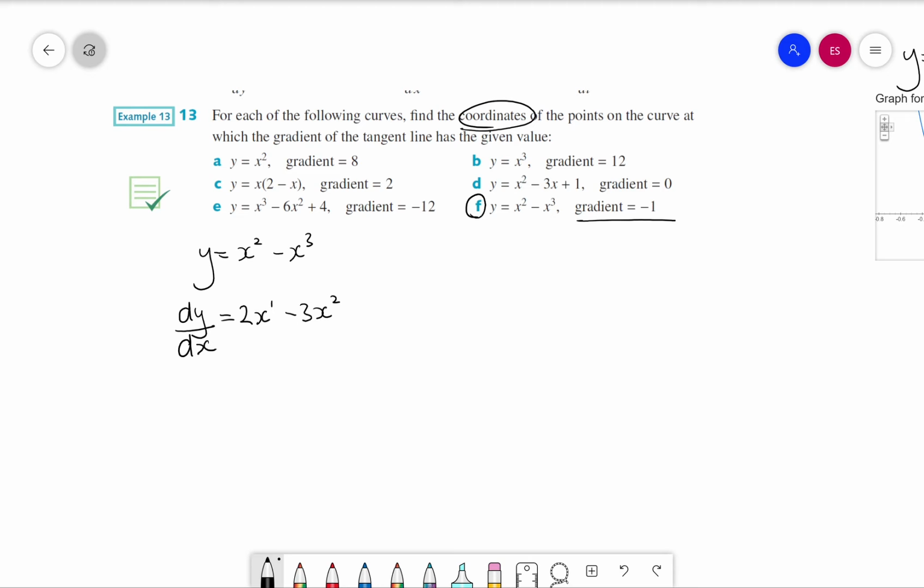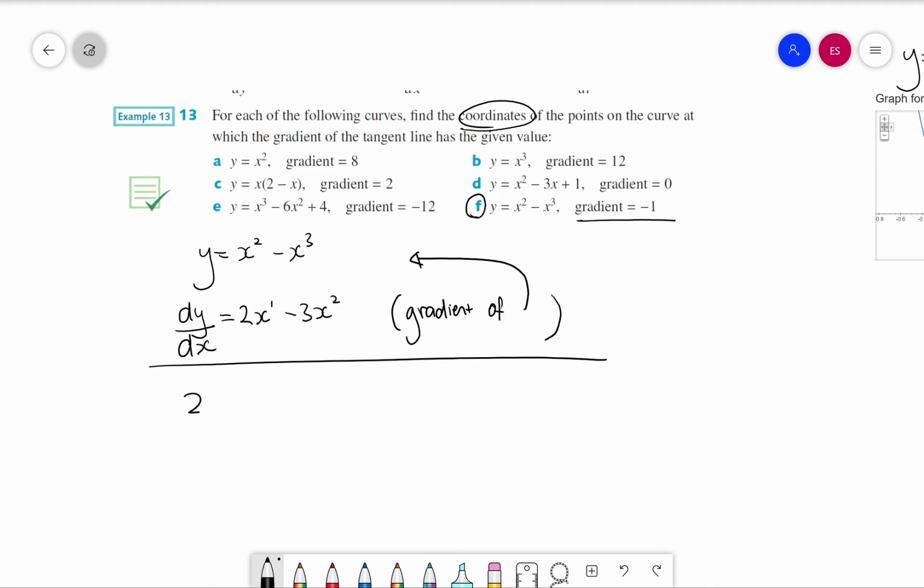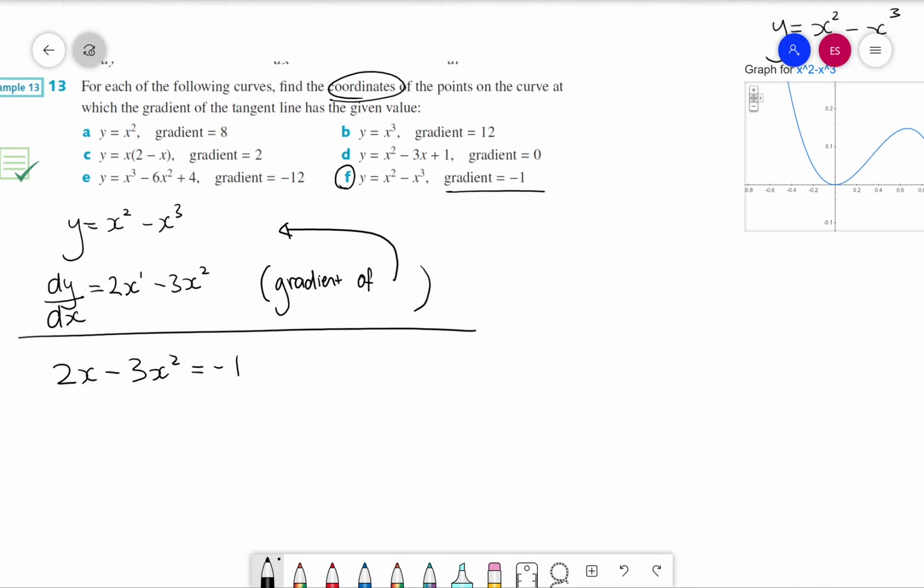Now they want us to find when the gradient is equal to -1. Now remember, this is just telling us the gradient of the curve. So it's the gradient of this little friend here. So what we can do is we can go, alright, well, we want to find the gradient when it's -1. We go, well, when is 2x take 3x squared equal to -1? That'll give us the x coordinate.